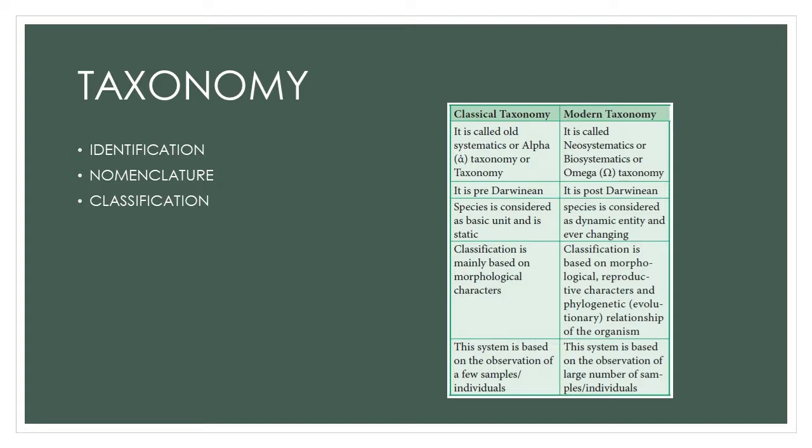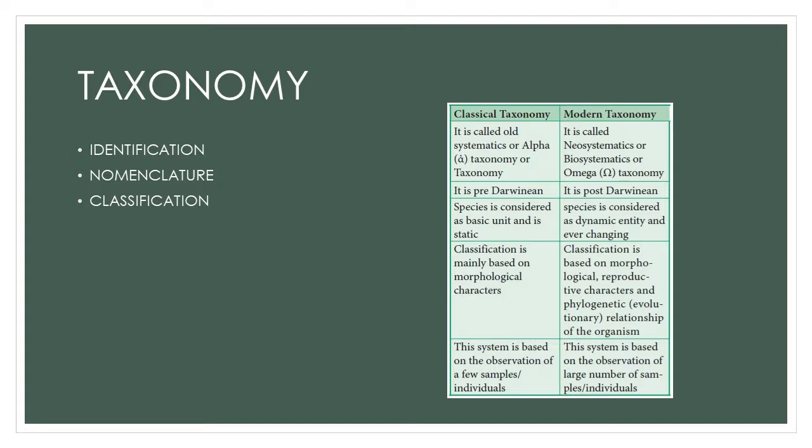Let me tell you what taxonomy means. Suppose I tell you to enter a room which haphazardly consists of differently colored books. Arrangement is taxonomy, and systematics means arrangement in a particular order. For example, if you arrange the books in rainbow colors, that is systematics, meaning in a particular order. Taxonomy is divided into classical taxonomy and modern taxonomy.